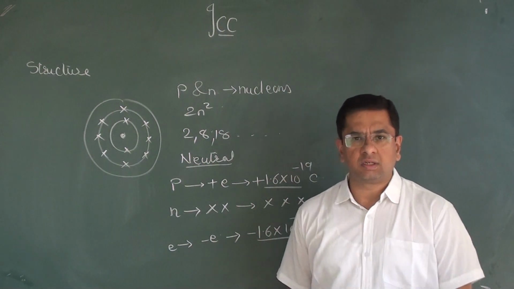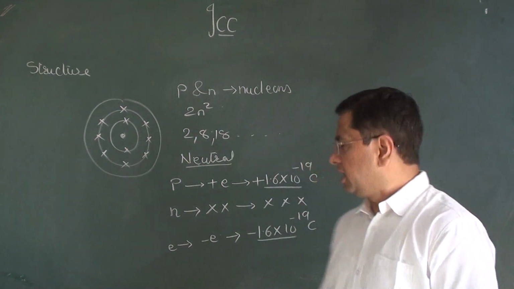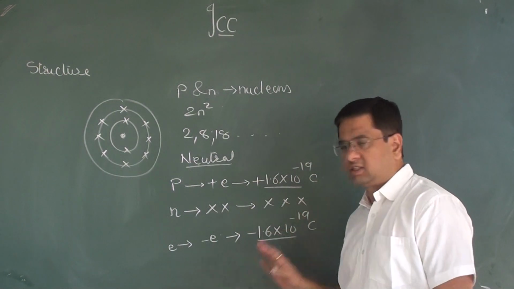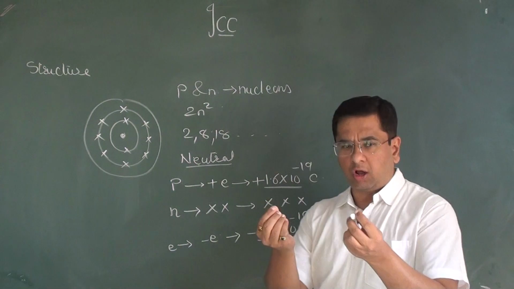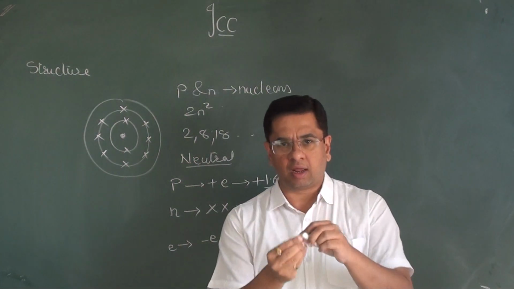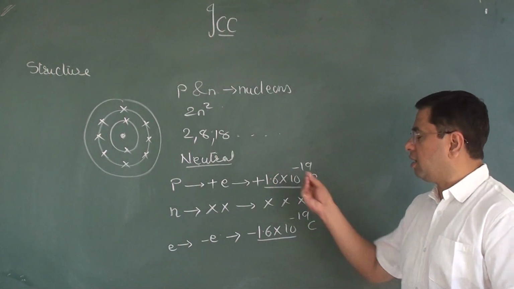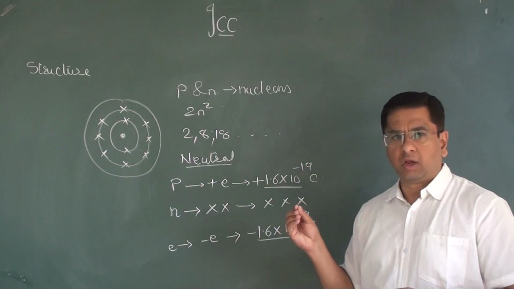What we see is the charge on a proton is exactly equal to the charge on the electron, but one is positive, the other is negative. So if taken together one proton and one electron, and if I ask you what is the net charge on such a pair, it will be 0.